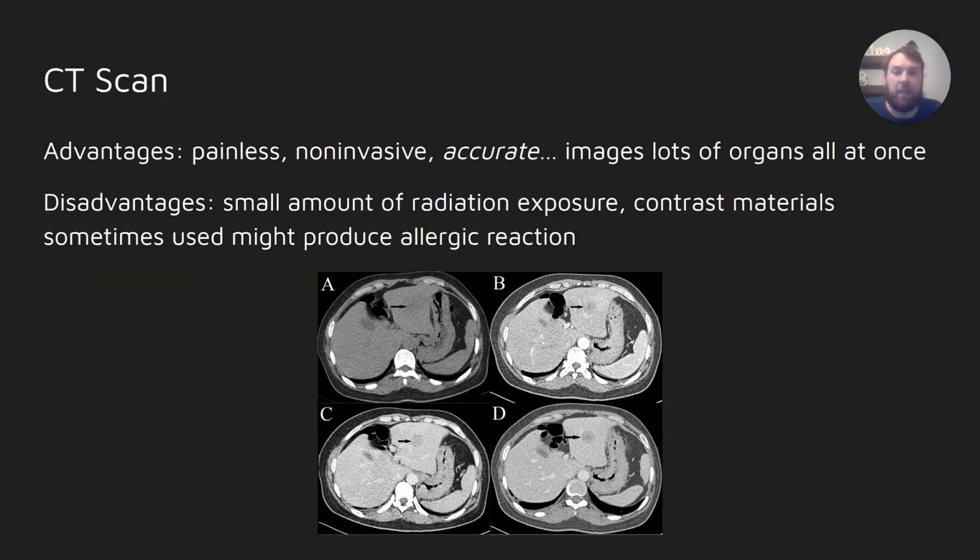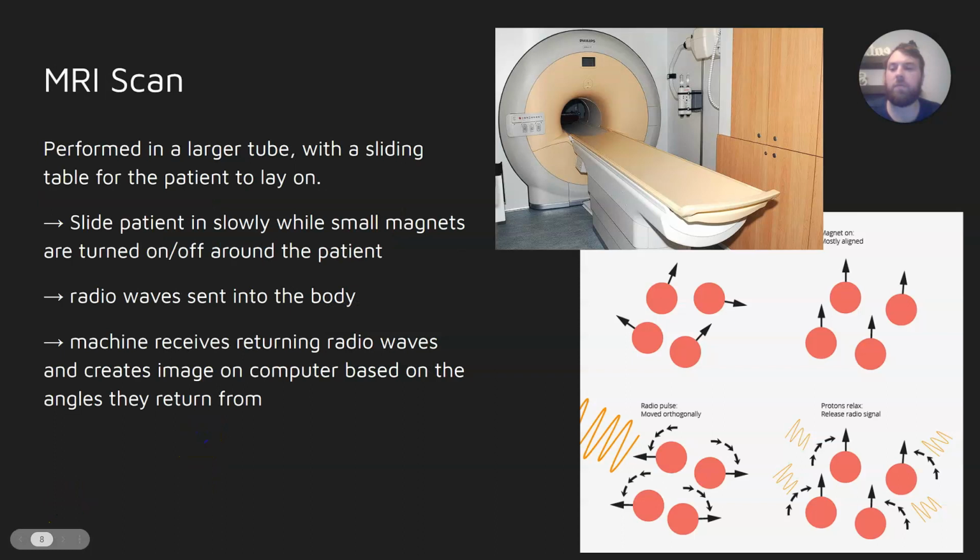So CT scans are painless and non-invasive, and most of the time they're very accurate because they contain images of lots of organs at once. You do have to have someone very specialized in radiology to be able to read these CT scans, or at least someone who is familiar with their specialty very well, like a surgeon with general surgery might be able to look at chest and abdomen CT scans better than most. But again, because it's a type of X-ray, there are limitations that we have for radiation exposure and the contrast materials possibly causing an allergic reaction.